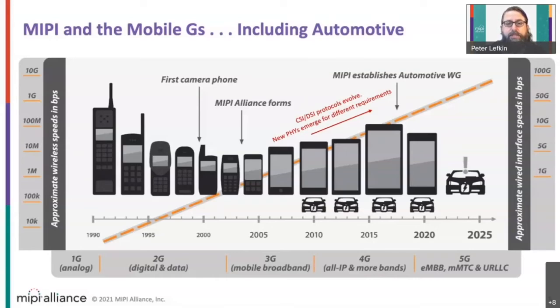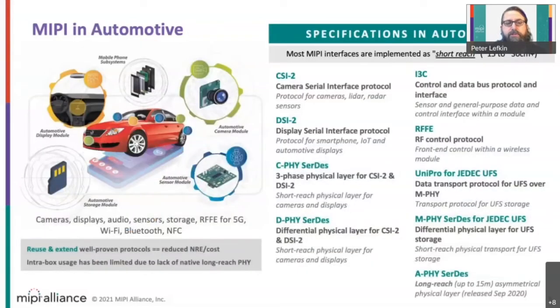We established the Automotive Working Group back in 2017, about 2017, and we evolved from there. Today we'll be focused predominantly on automotive, and we'll go into a lot more detail. So you can see the specifications in automotive. They're wide-reaching. I won't go into each of them.